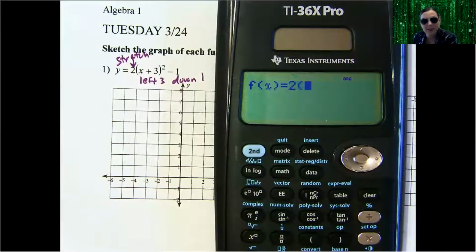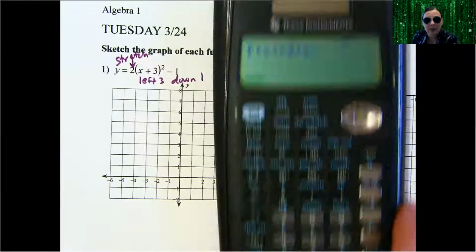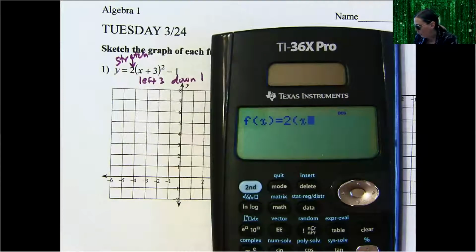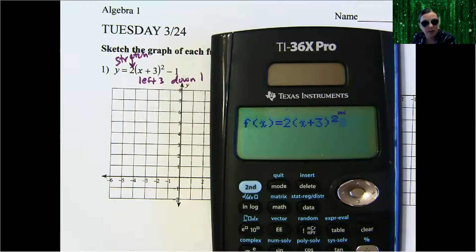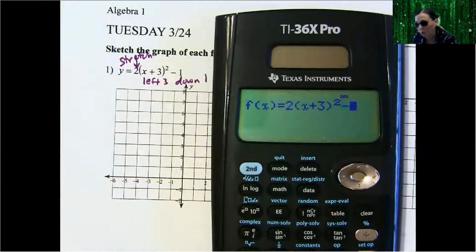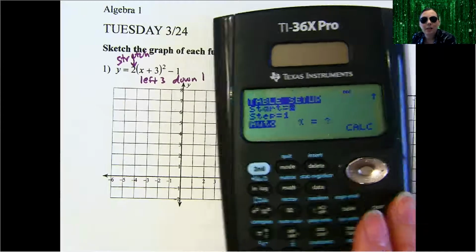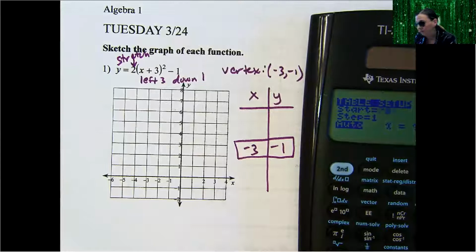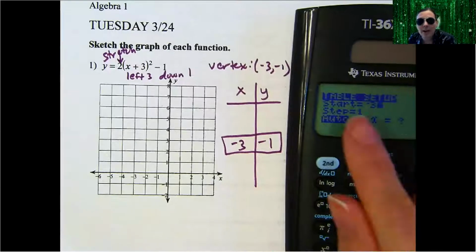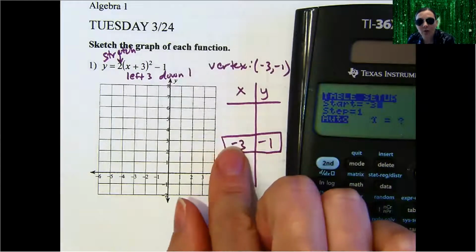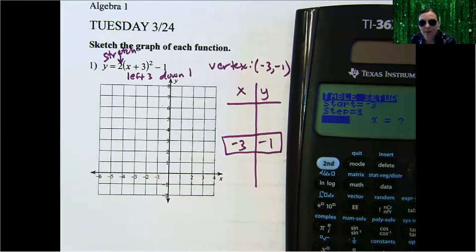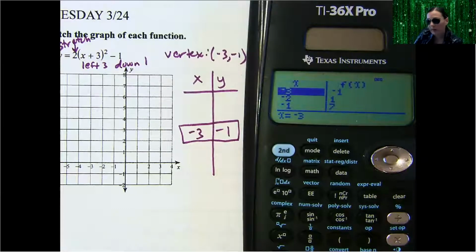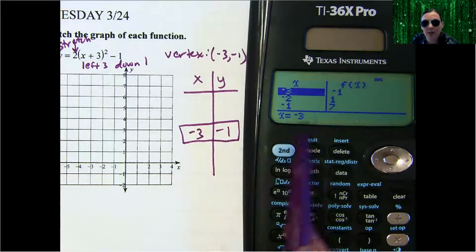So you have 2 parentheses X, that X button's down here with all the different letters. X plus 3 squared, and then subtract 1. I always tell my table to start at this vertex, so I'm going to start it at -3. Step by 1, that just means what do you want your table to go by? I want it to go by ones, 1 at a time. And then calculate. So there you go. Notice your vertex, -3, -1 is right there.